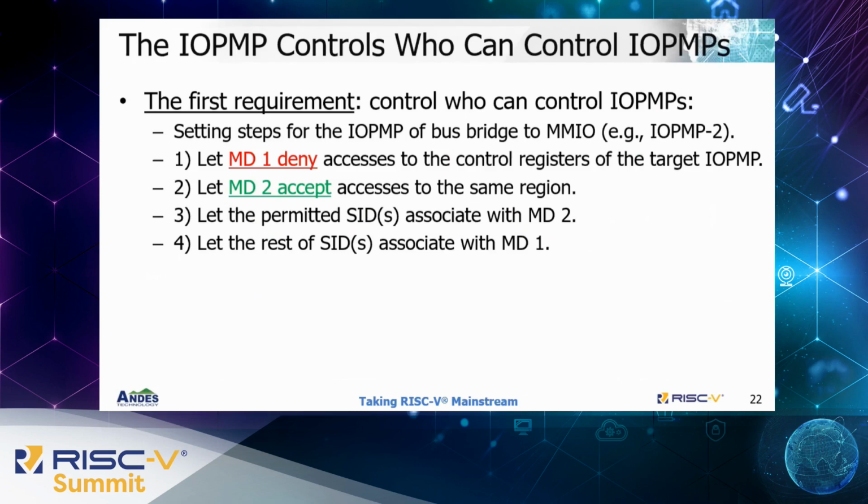This is a reference flow to control which SID can control the target IOPMP. We need to use two memory domains. Here are memory domain 1 and 2. MD1 is used to deny control operations to the target IOPMP, and MD2 allows these operations. Then let the SID of the permitted bus master be associated with MD2. In the meanwhile, the rest of the SIDs are associated with MD1.